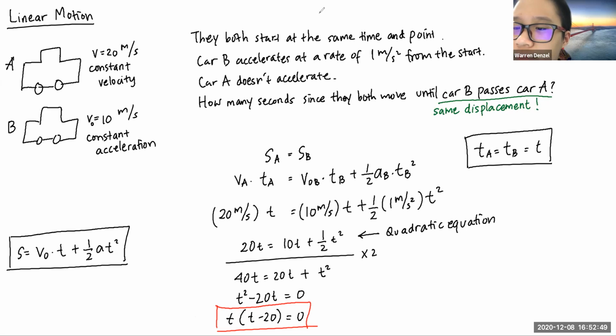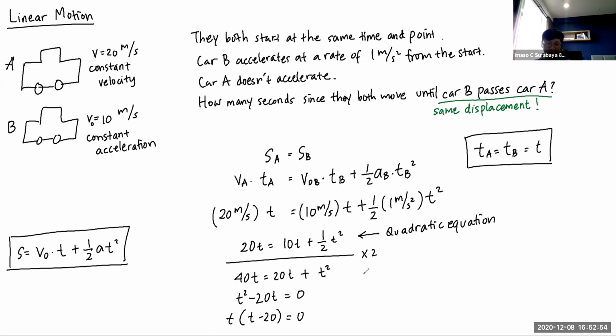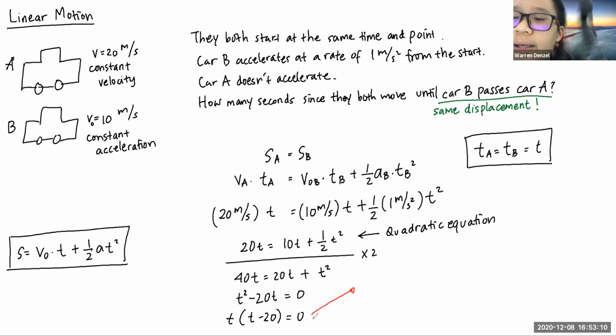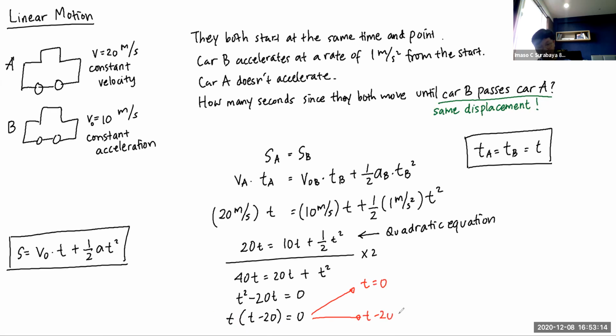I believe one of them needs to be 0, right? So 0 times anything is equal to 0. So if t is equal to 0, then whatever this is, it will be 0. Again, using the same argument, if t minus 20 is 0, then whatever t is, it will become 0. So we have two solutions: t equals 0 or t minus 20 equals 0.